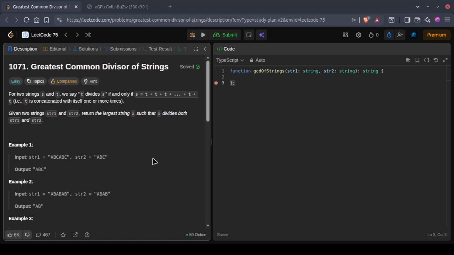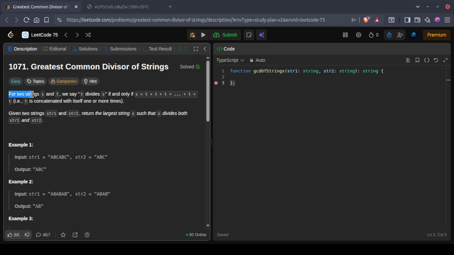This is the LeetCode 75 study plan, and today is day 2 of this series, and today we are solving the greatest common divisor of strings, LeetCode number 1071. And don't worry if this sounds confusing, we will break it down step by step in a very beginner friendly way. So first let's read the problem statement.